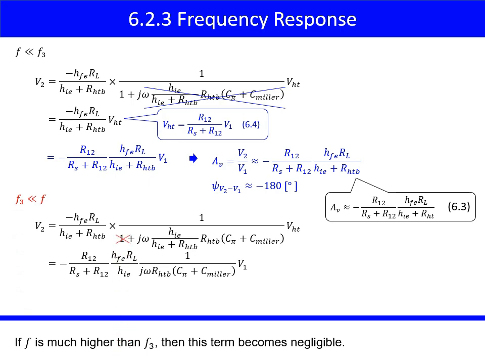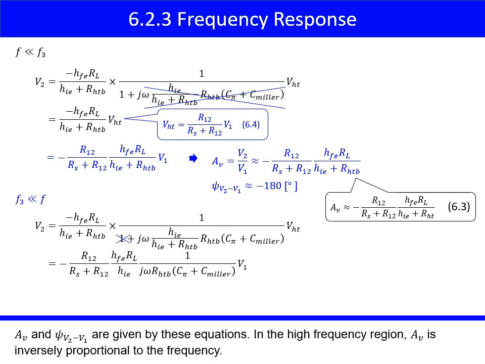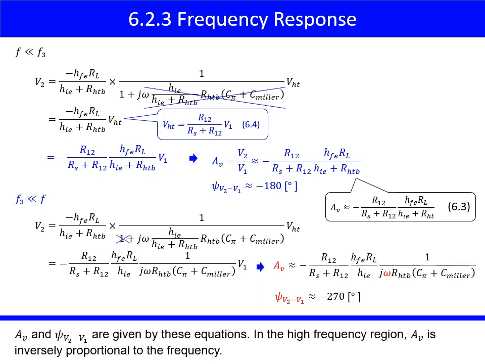If f is much higher than f3, then this term becomes negligible. Av and ψ of V2 to V1 are given by these equations. In the high frequency region, Av is inversely proportional to the frequency.